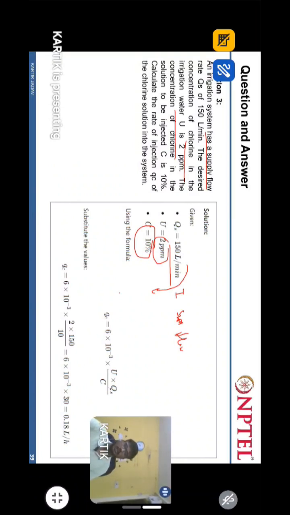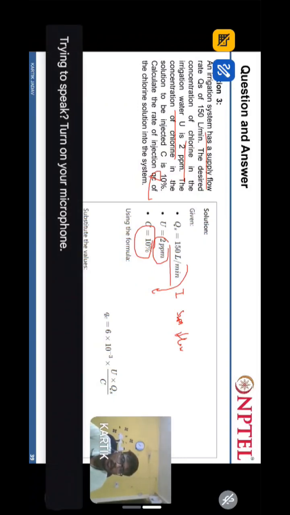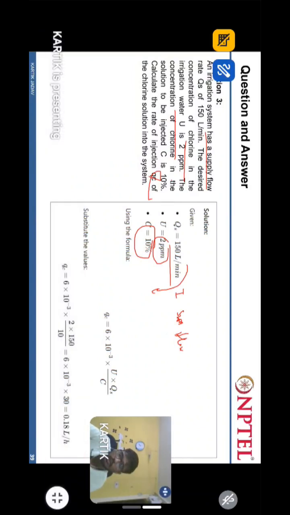So we know that to calculate the rate of injection QC to achieve the 2 ppm concentration, right, at what rate we need to inject? That is given by this formula, right?